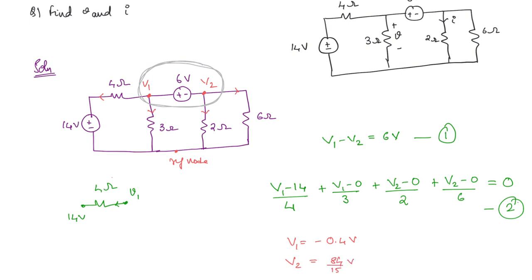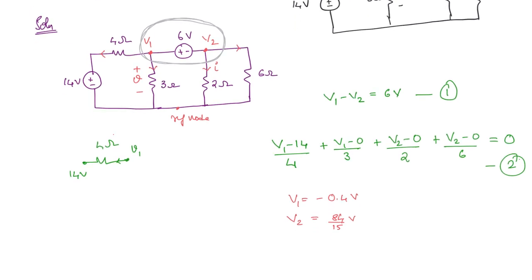But what is the actual thing that we need? We need the voltage V and the current I, right? V is across the 3 ohms and the current through 2 ohms is the required current. So what is V? V is nothing but V1 minus 0, which is V1. So this is minus 0.4 volt. And what about I? This is equal to V2 minus 0 divided by 2. So you're going to get 2.8 amperes.